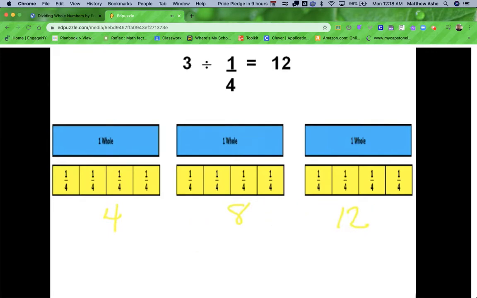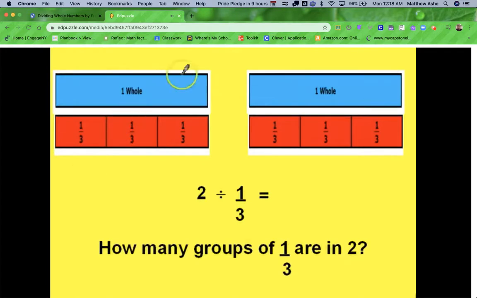Look at one last problem. Say I have 2 whole candy bars and I want to share those candy bars with some friends. So I'm going to split or divide those candy bars into thirds. I have the problem 2 divided by 1/3, which means I need to figure out how many groups of 1/3 are in 2 wholes. All I need to do is count how many 1/3s I see, and I see 1, 2, 3, 4, 5, and 6 groups of 1/3 in the 2 wholes.